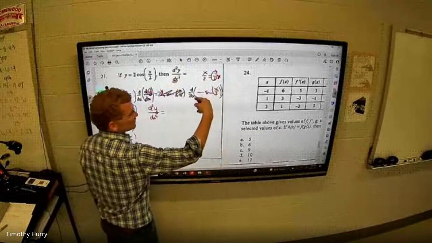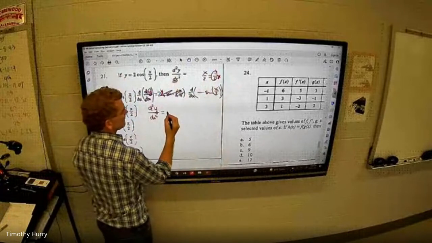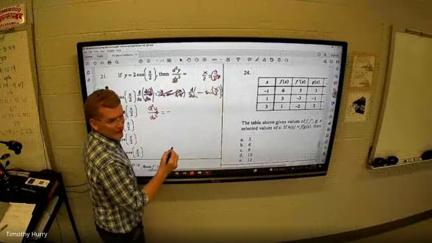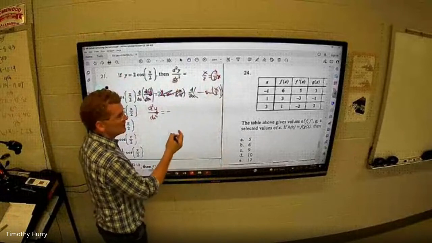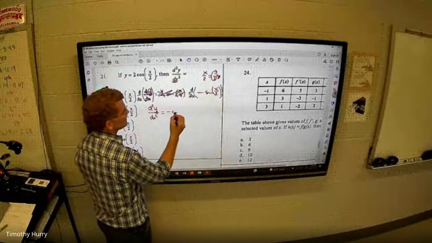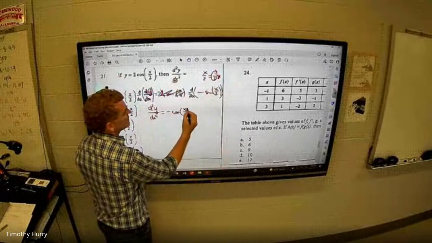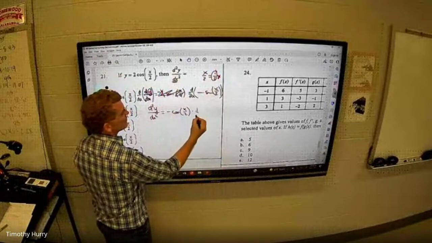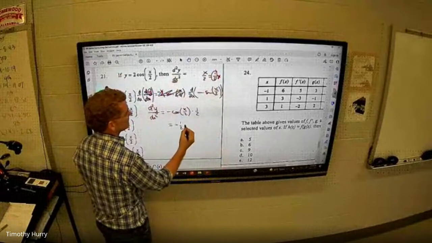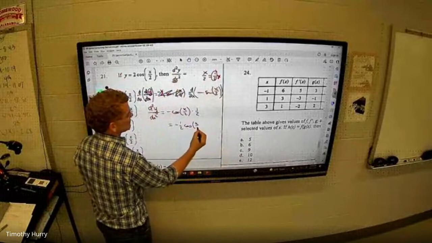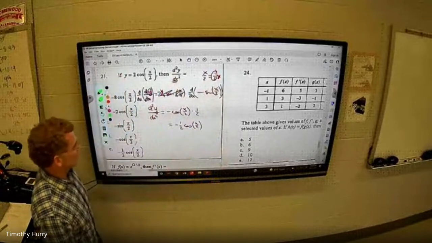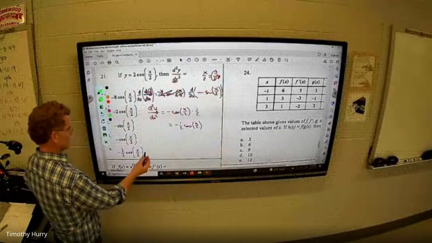So what's the derivative of negative sine of blah? Drop the negative, right? That's the constant, like -1. The derivative of sine of blah is cosine of blah times a what? 1/2. So you end up with -1/2 cosine of x over 2. And they didn't want anything other than that, so I am done.